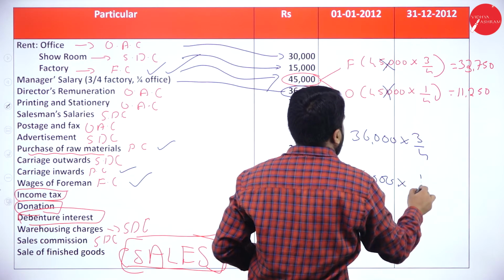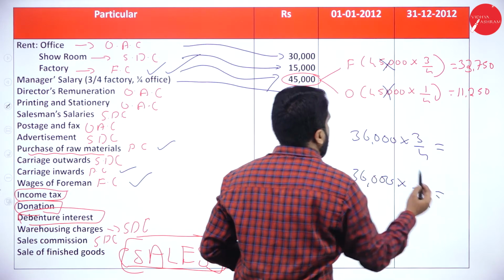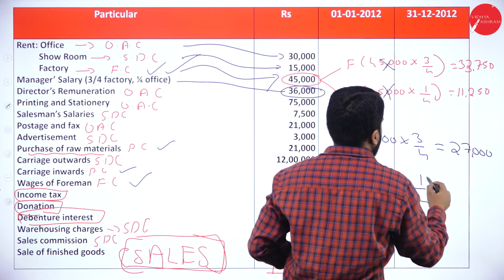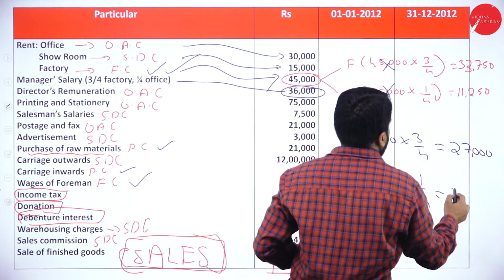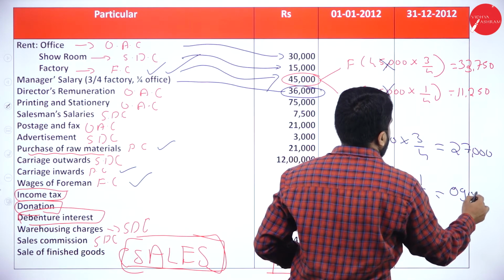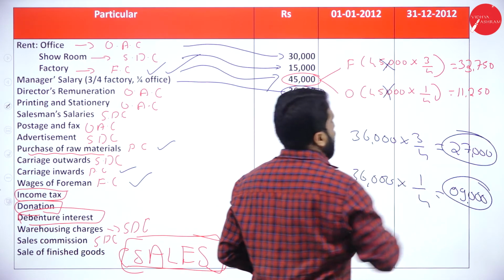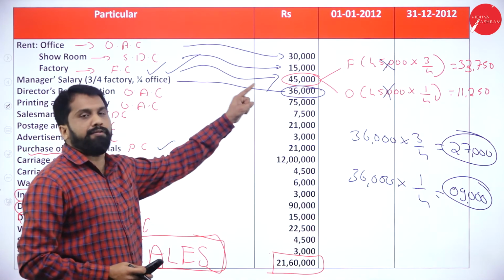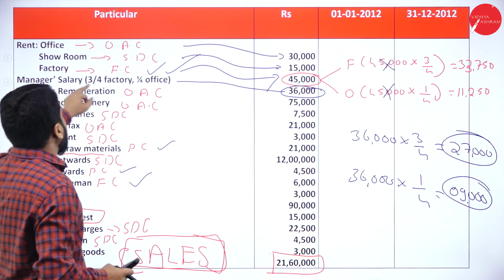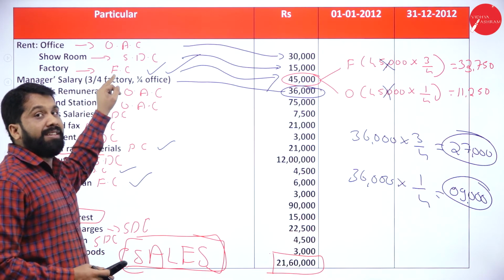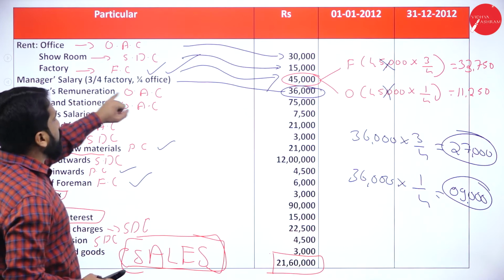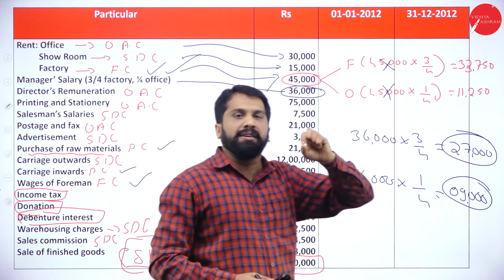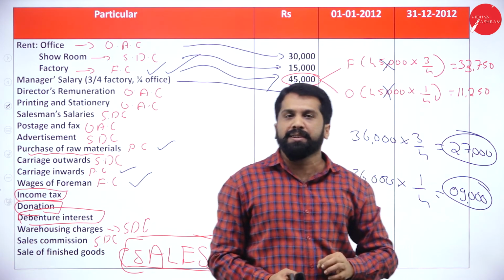36,000 multiplied by 1 by 4. How much will you get? You will get 27,000 and around 9,000. So this will be your correct answer. Whatever calculation I did was on 45, but 45,000 is your factory rent. So we should do the calculation on 36,000: 3 by 4, and 36,000 into 1 by 4.